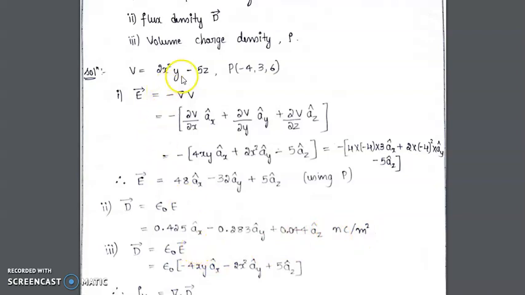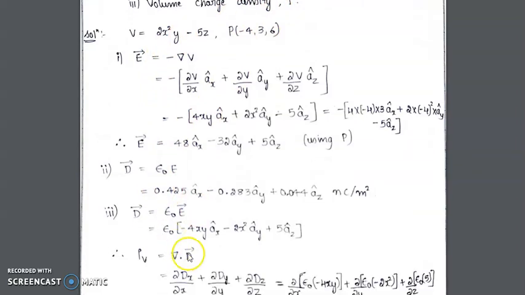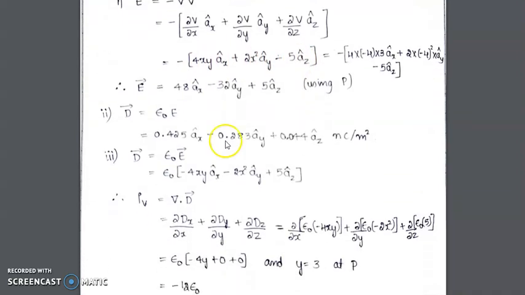Now the third question is, we have to find the volume charge density rho V. The relation between rho V and the flux density we know using Maxwell's equation or Gauss law in point form: rho V is equal to del dot D. What is D? D is epsilon naught E. So E is given as minus 4xy Ax cap minus 2x square Ay cap plus 5Az cap. So here I'll keep D as epsilon naught into minus 4xy Ax cap minus 2x square Ay cap plus 5Az cap.